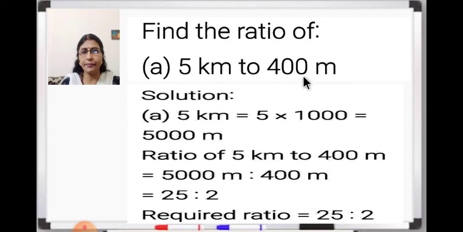And this is in meter only. So as you know, ratio means we have to divide. Now I'm not explaining much. So we'll just write 5000 meter is to 400 meter. And then we write the division, 5000 divided by 400, and then you will reduce it. On reducing you will get 25 is to 2. So the required ratio is equal to 25 is to 2.